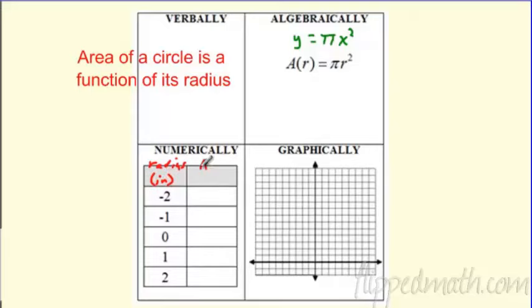If that's the radius, what is this one? This is the area of the circle. And what would that be in? That would be inches squared, or if you're talking units, that would be units squared. Very nice. So now I'm going to plug these different things in.